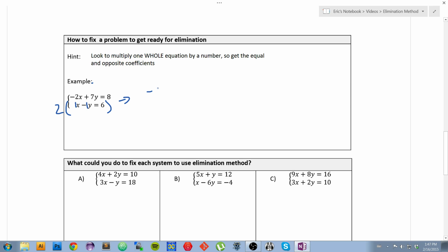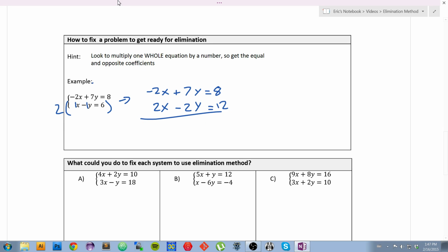So my new system will look like this. Notice nothing changes in the first equation because I didn't want it to. But I did change the second equation. I doubled everything in the second equation. So that becomes a minus 2y, and 6 times 2 is 12. Okay, now we're ready to add these together.